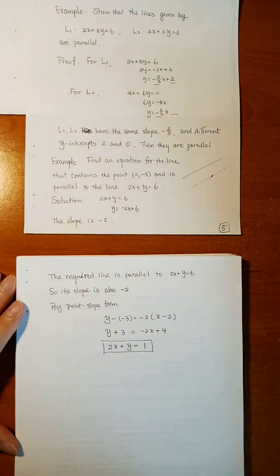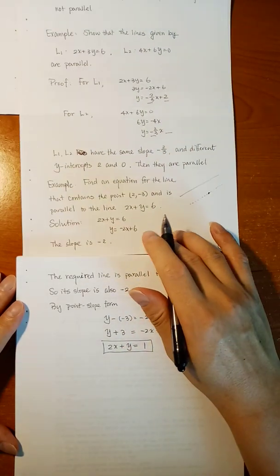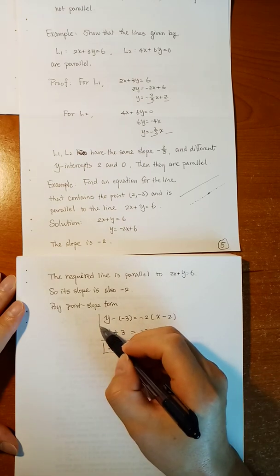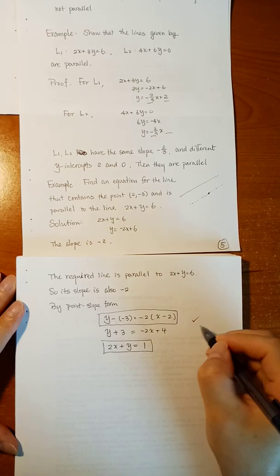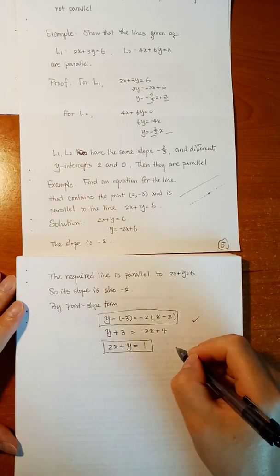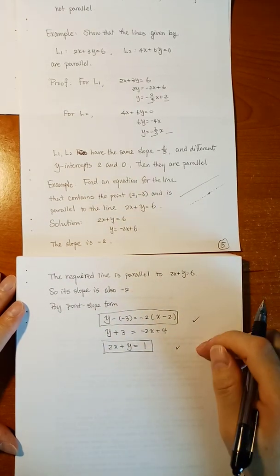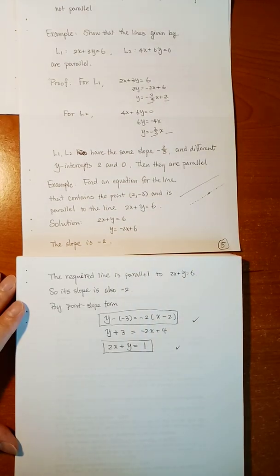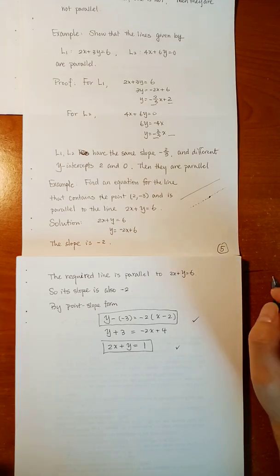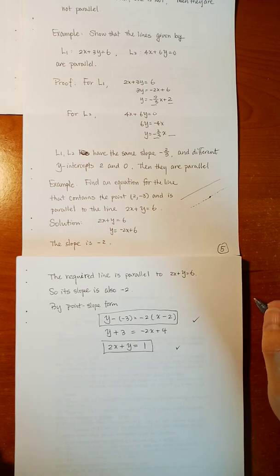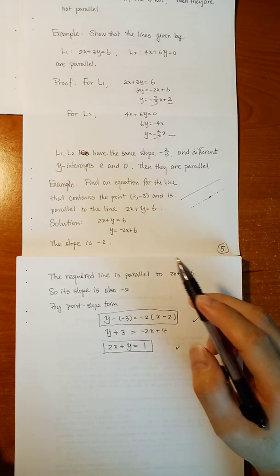You can use either one. Yes, the problem just says find any equation. So this is the answer. You can stop here. If you want to write the general form, this is also correct. Either works. You don't have to pick one because the problem does not require the specific form. Okay? Okay, so that's the slope, the point slope form.